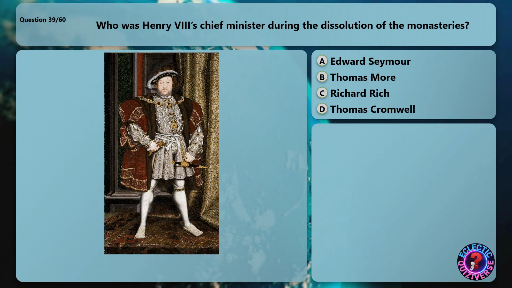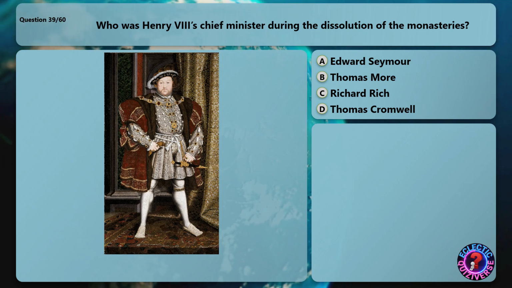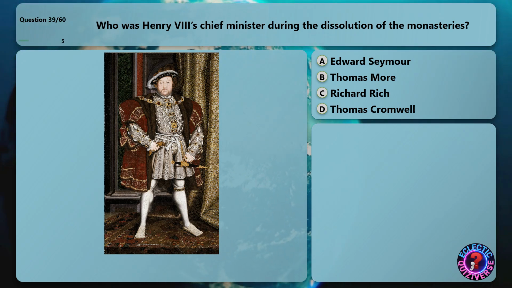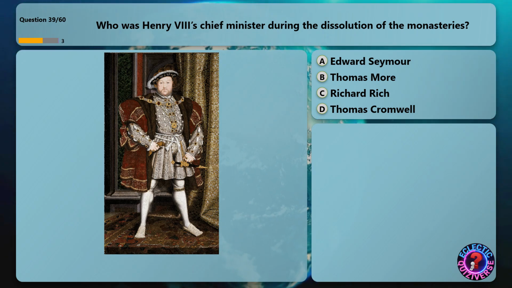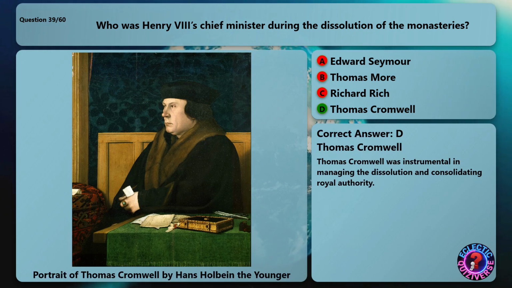Who was Henry VIII's chief minister during the dissolution of the monasteries? The correct answer is Thomas Cromwell. Thomas Cromwell was instrumental in managing the dissolution and consolidating royal authority.